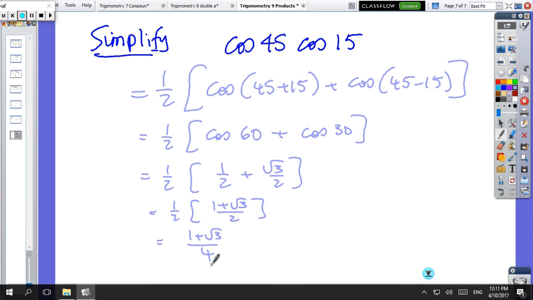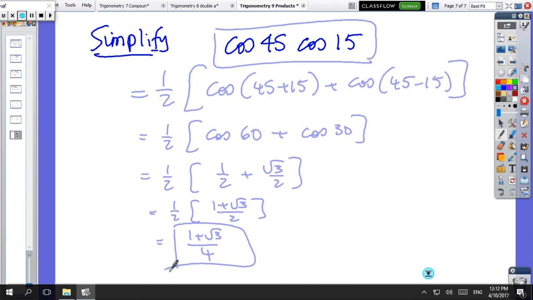Now if you want to, you could check that on your calculator as a decimal and see that they're both the same, but they will be. Okay, that's it. Bye.